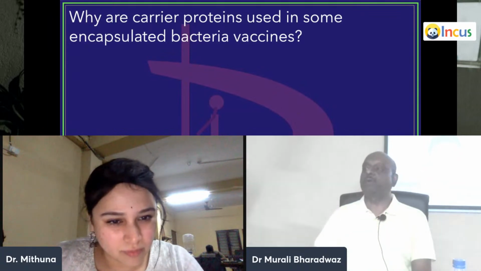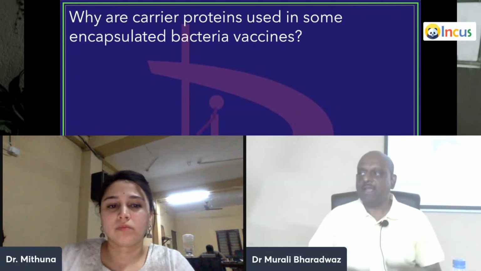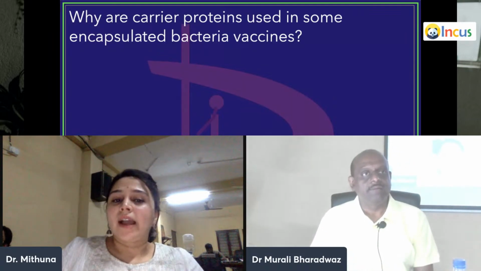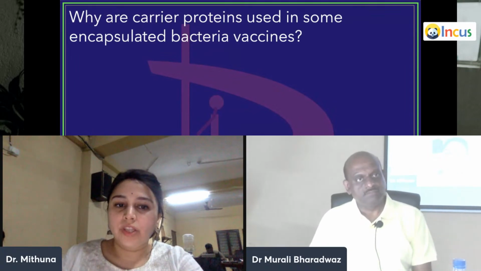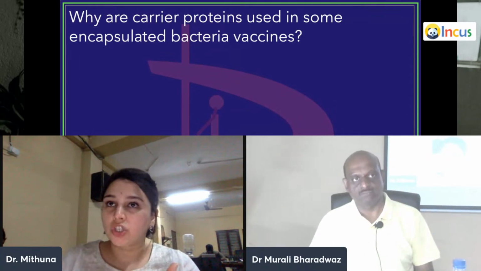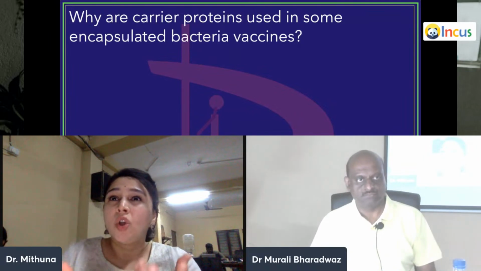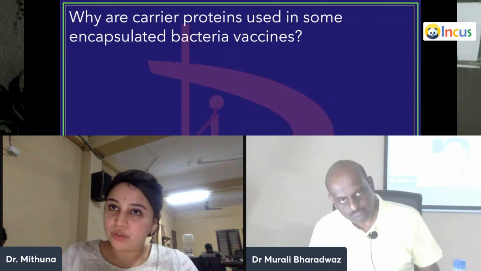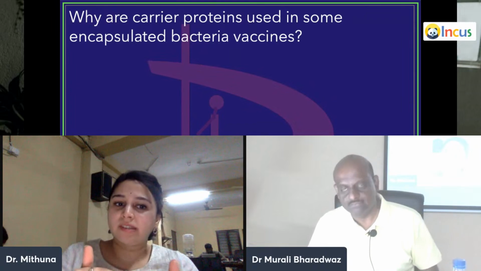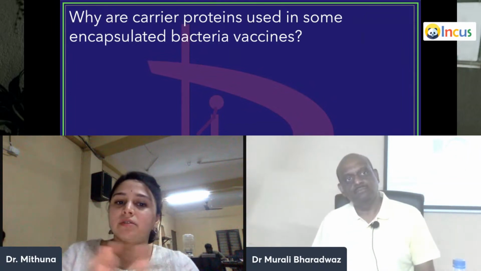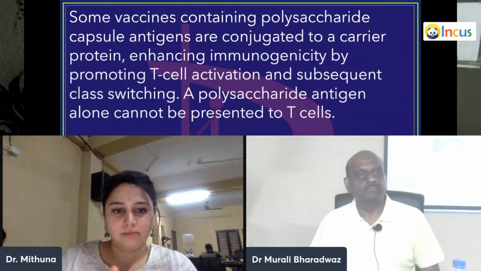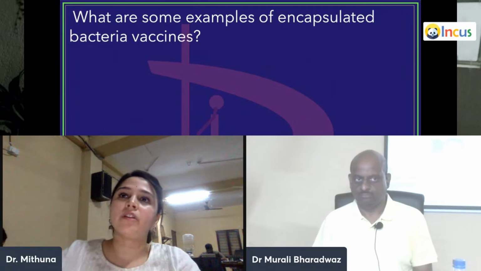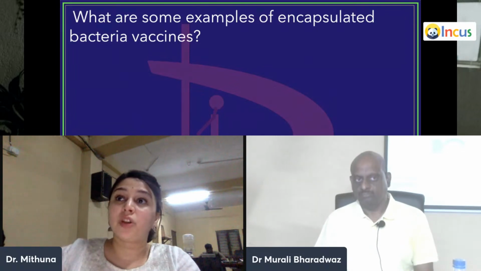Now, what are the carrier proteins which are used by these encapsulated bacterial vaccines? In some vaccines which have the capsule as an antigen, it is not enough for producing a good amount of immunogenicity. So these carrier proteins attached to the capsule help to improve the immunogenicity and promote T cell activation so that we have a better vaccine production. As it is, only polysaccharide is not helpful. So it has to have a carrier protein for better immunogenicity, for better T cell activation.